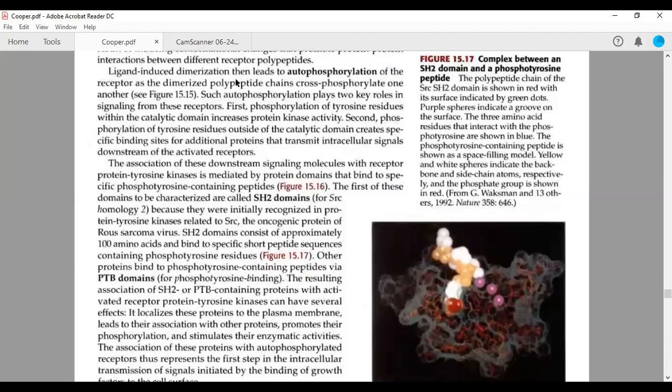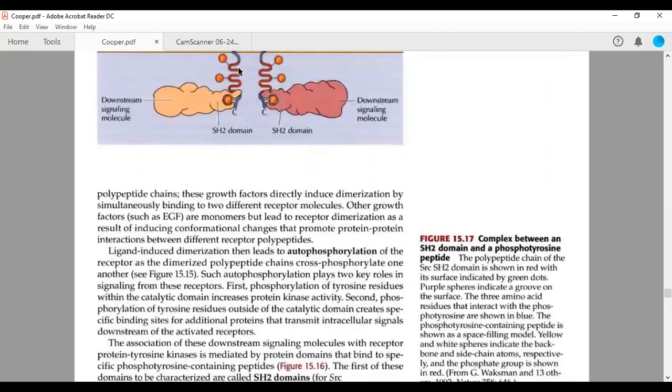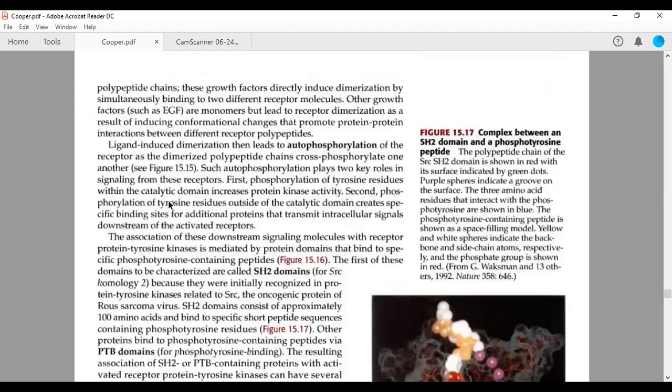Ligand-induced dimerization then leads to autophosphorylation or cross-phosphorylation of the receptor, as the dimerized polypeptide chains cross-phosphorylate each other. Such autophosphorylation plays two key roles in signaling from these receptors. The first is phosphorylation of tyrosine residues within the catalytic domain, which I have told you about. First, they need to phosphorylate it in this red stretch region. What is the importance? It is given here.